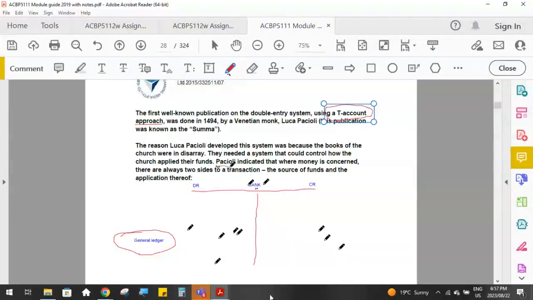Okay, very important. Pacioli indicated that where money is concerned, there are always two sides to a transaction: the source of the funds and the application of the funds. And that's why we call it the double entry system.